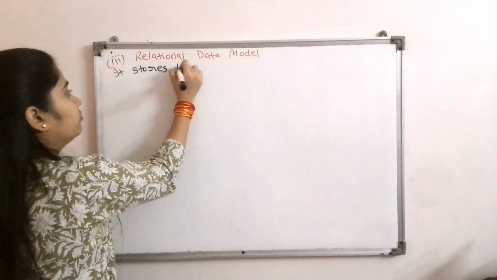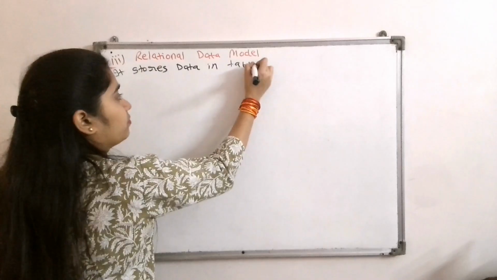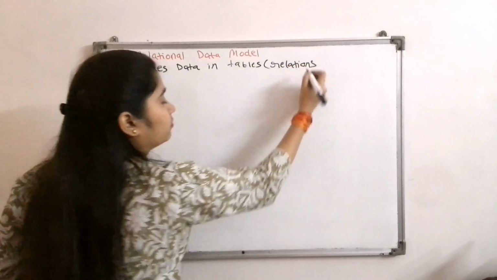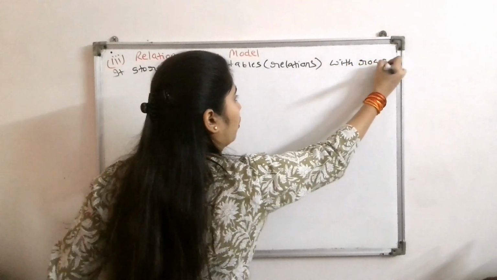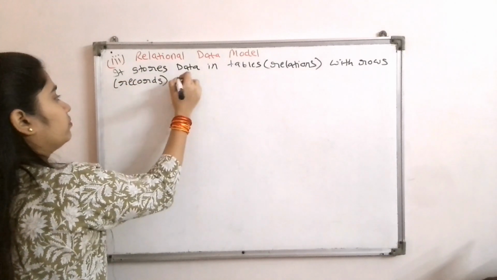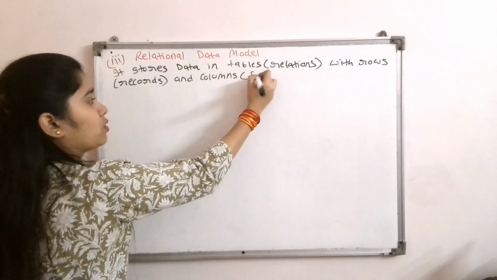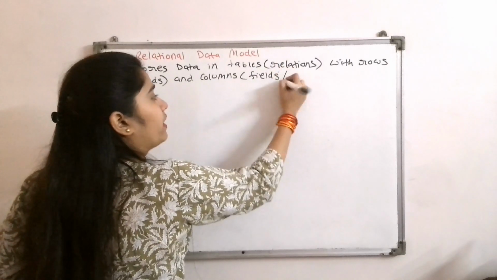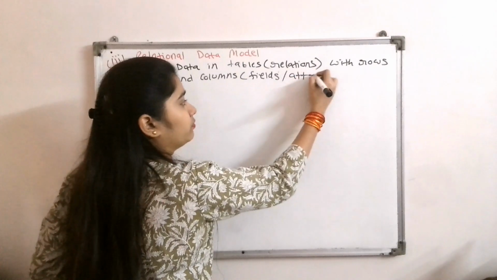It stores data in tables. Tables we call relations, with rows. Rows are also called records. And columns are also called fields, or we can also write it here as attributes. Columns are also called the fields or the attributes.